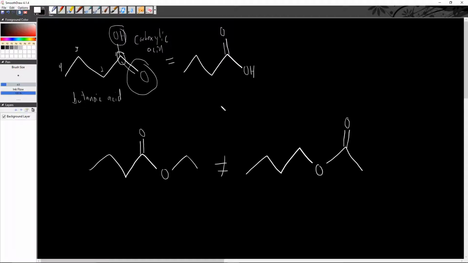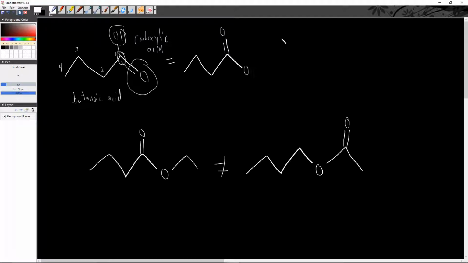Now, the thing about acids, though, is we know that this hydrogen comes off really easily. So if we remove this oxygen here, that oxygen's not happy anymore. That oxygen still wants another bond. And in some chemical reactions, that'll happen.